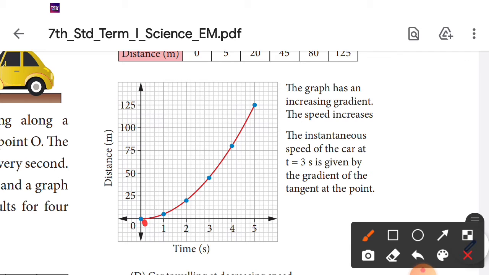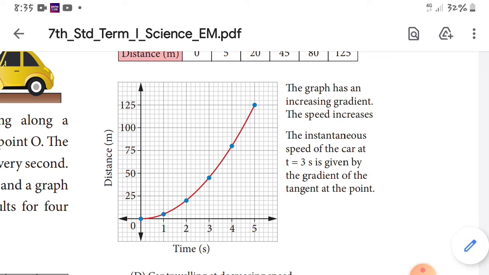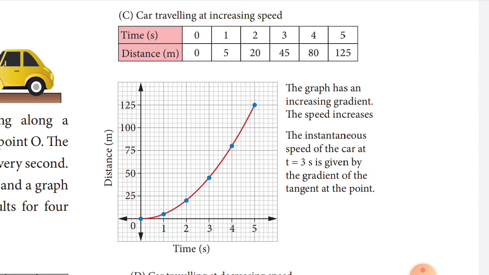You put the value, children's. First 0, 0 means here. Next here 1, 5 means here. Next 2, 20. Each line indicates how many distance, meter, children? 5 meter. Is it clear to you? Yes. So see the third column, children. See this third column, children.